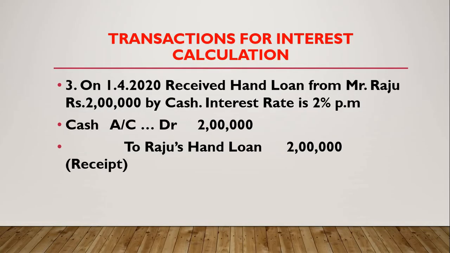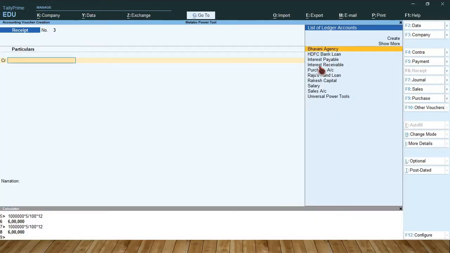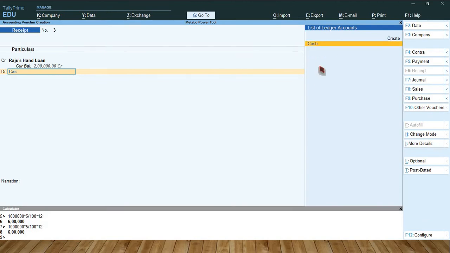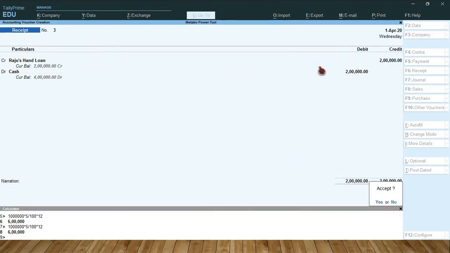So in the same date 1/4/2020 received hand loan from Mr. Raju rupees 2 lakh by cash. Cash account debit to Raju's hand loan. So credit entry first, select Raju's hand loan 2 lakh. So cash 2 lakh.